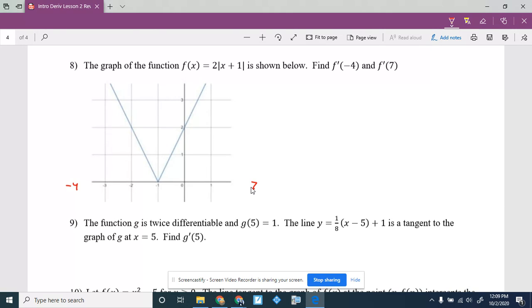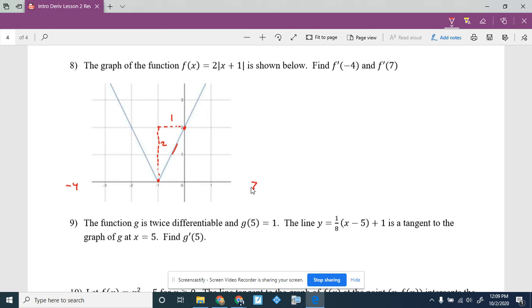Absolute value graphs are V's. So this line is just going to continue forever. Yes? So what would the slope of this line be? Well, it looks like it hits a perfect point there, perfect point there. It looks like this slope is going to be up 2 over 1. And it's going to do that forever.